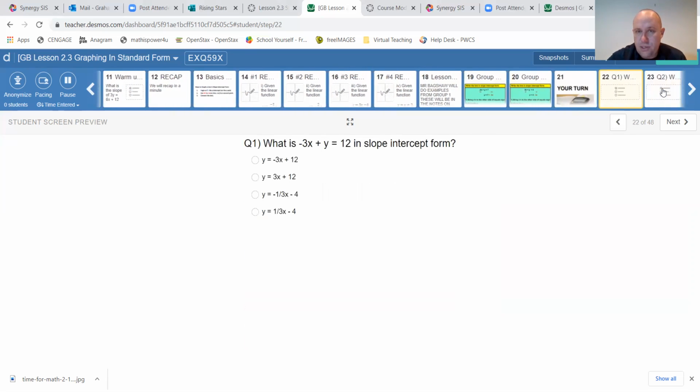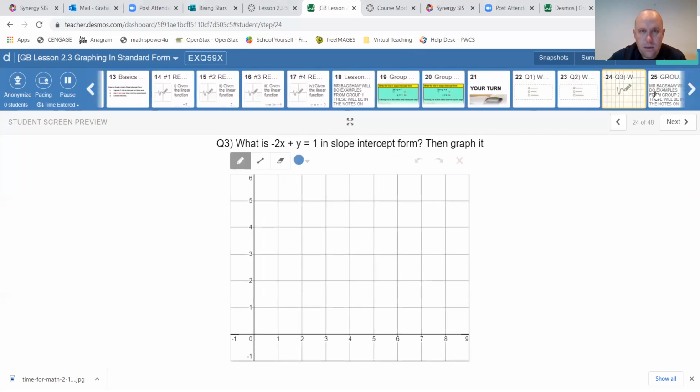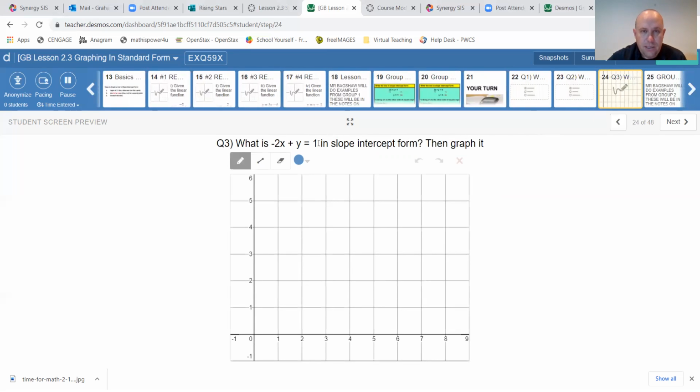And then from that, you have some questions that you can try just to make sure that you can rearrange them. And if I bring -3x to the side, it would become +3x. So 12 plus 3x, which is the same as that answer there. 4x, if I bring it to the side, becomes -4x. So 12 minus 4x is the same as this option here. And on question 3, if I bring this to the other side, I would get y equals 1. So instead of -2x, it would become +2x.